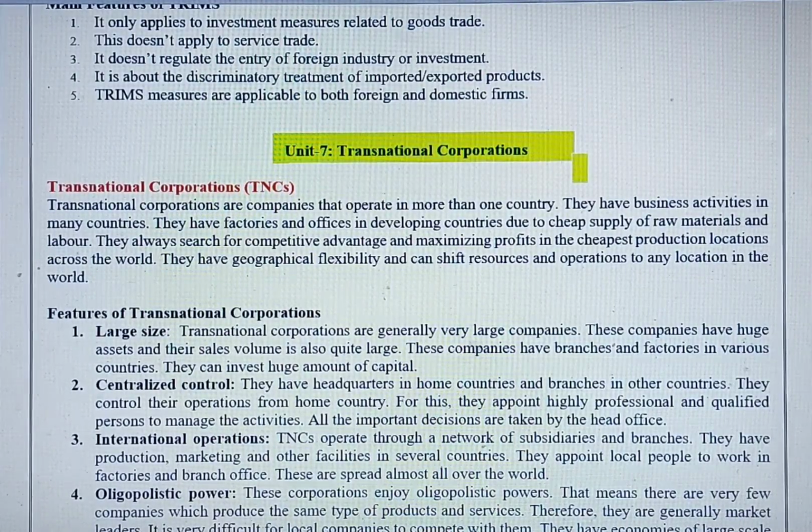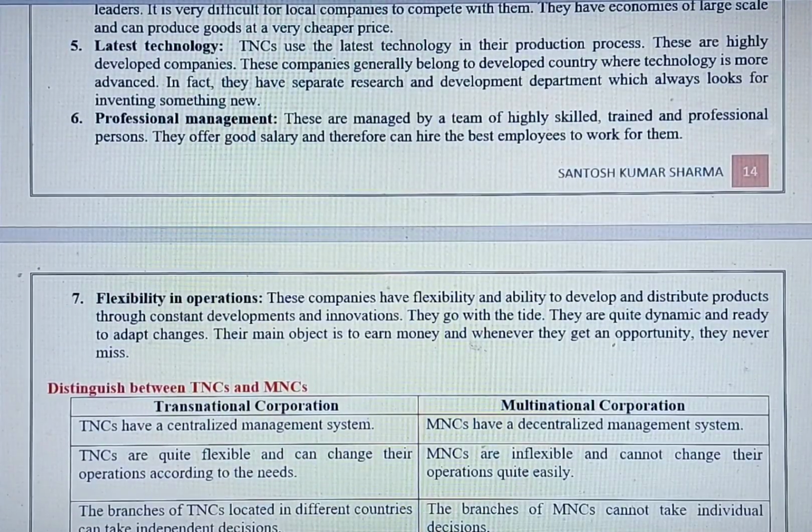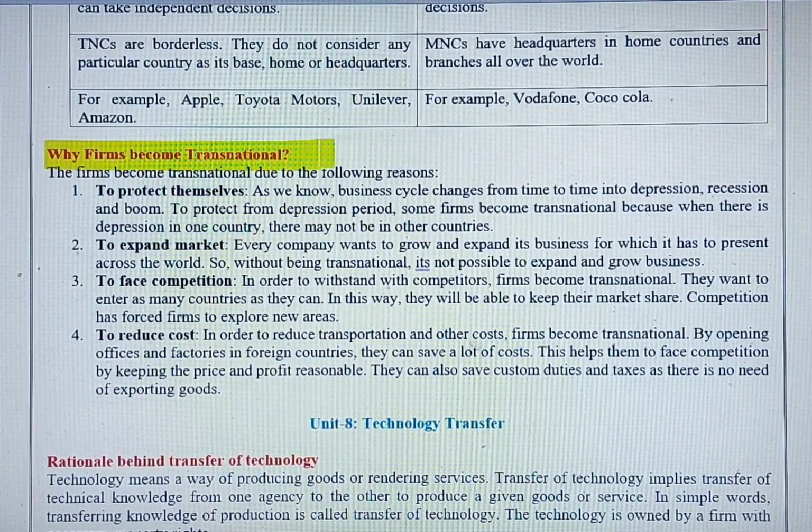Then Unit 7, transnational corporations, or in other words they are also called MNCs, multinational companies. And what are these companies, their definition, their important features, characteristics, and the difference between TNC and MNC, a very slight, minute difference, and why firms go international. This is again a very important question for the exam.